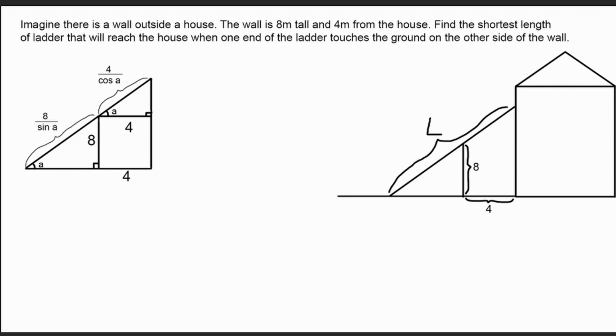For the lower section, we can use 8 over sine A, and for the upper section, we can use 4 over cos A. The length of the ladder can be expressed as the sum of the segments of the ladder we just found.